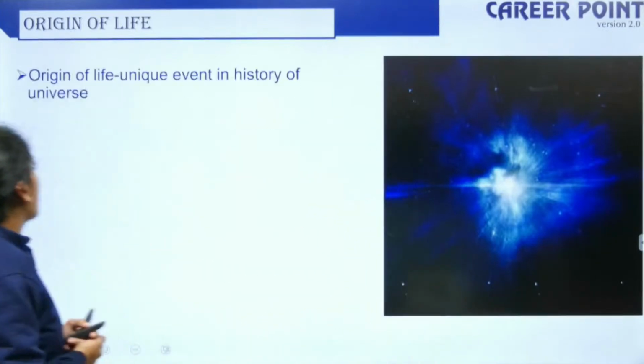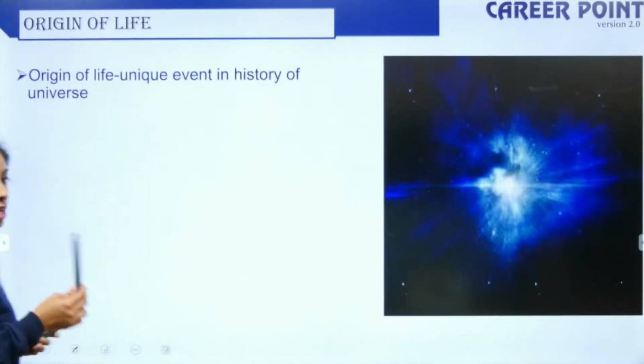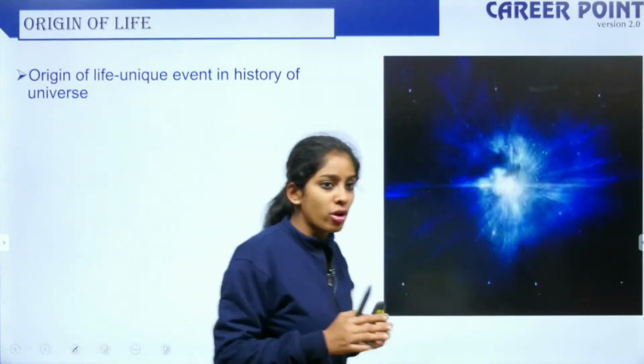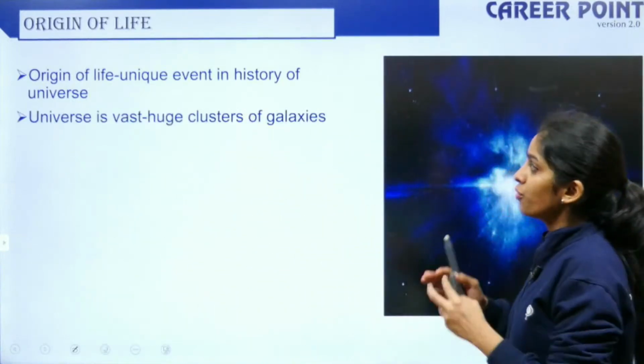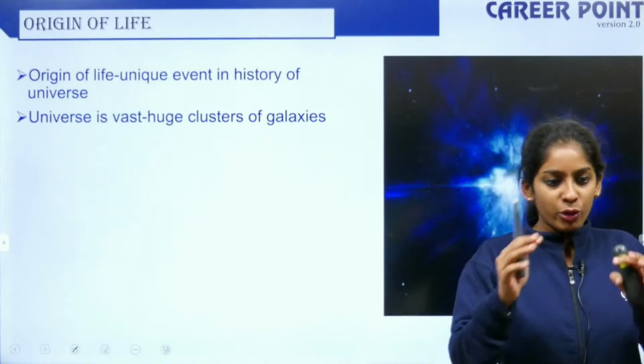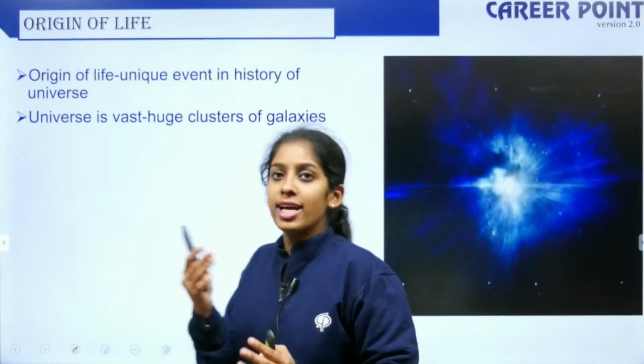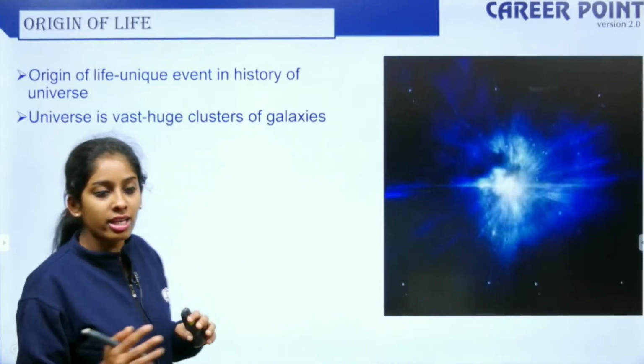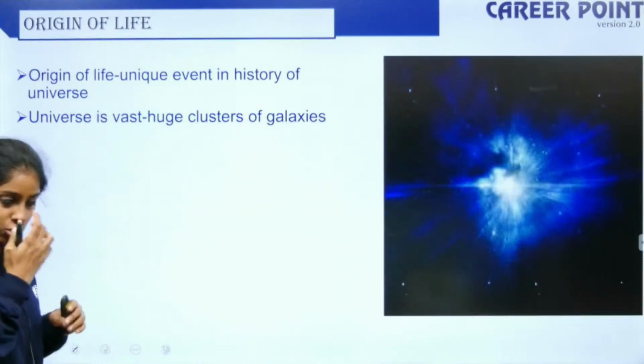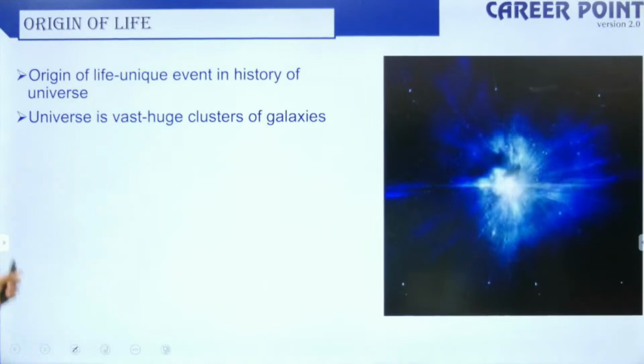The origin of life on earth was a unique event in the history of earth, in the history of the universe. First the universe has to form, then the formation of the solar system, then the planets, then earth comes, and then life on earth has to originate. So how does this huge thing happen?